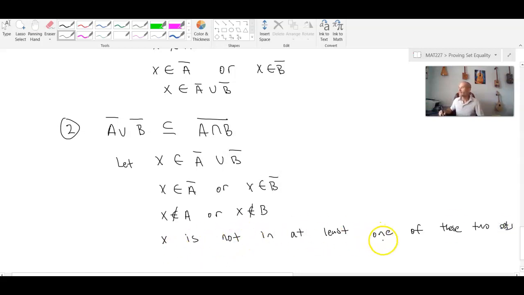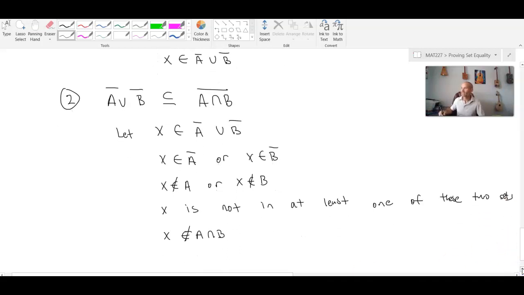If X is not in at least one of these two sets, that means X cannot be in A and B, right? Because if it were, then it would be in both of those sets. And we've almost got it. So for X to not be an element of A and B, that means X is an element of the complement of A intersect B. You see there's a leap of judgment, where you really have to logically make some sort of claim to get from an or statement to an and statement.